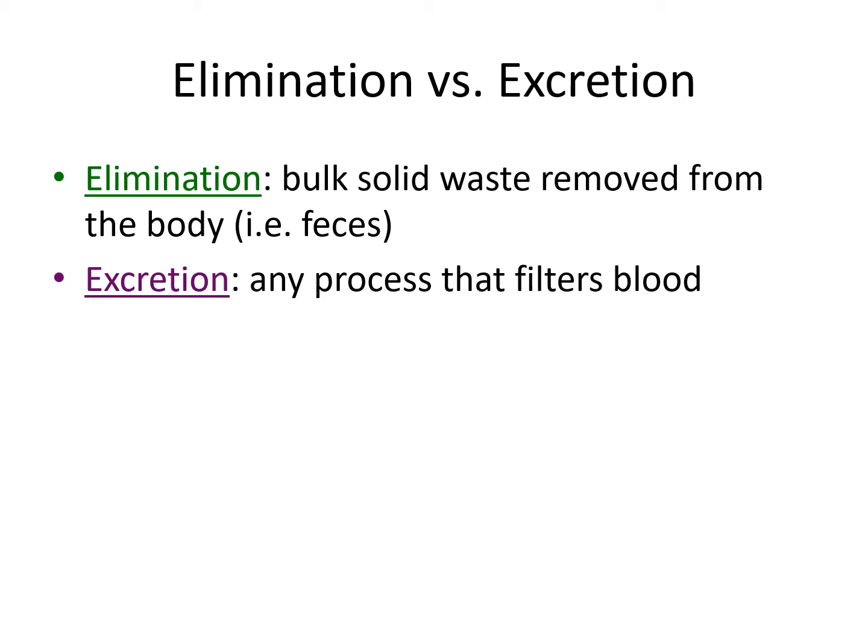is elimination versus excretion. Elimination is the removal of bulk solid waste from the body. This can also be called defecation. This is that removal of feces. Excretion is a different process where you are only filtering blood. Excretion is not necessarily urinating or peeing. I want to make sure you know that. If you put peeing as an answer, it is technically incorrect because it's not just that act of urinating. It is the process of filtering blood, and urine is sort of the byproduct of that.